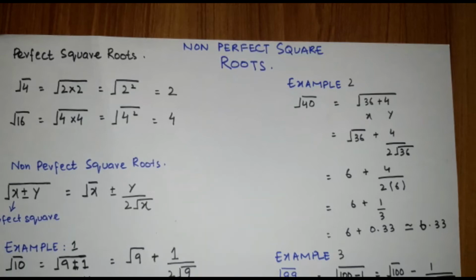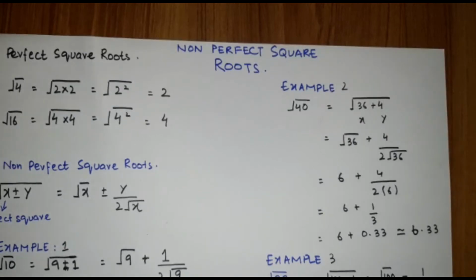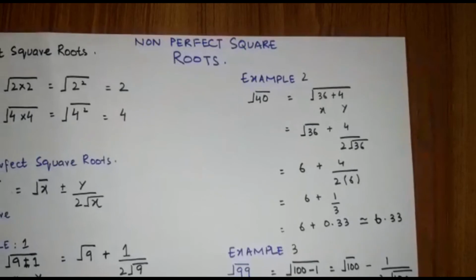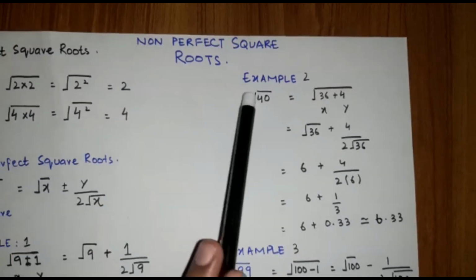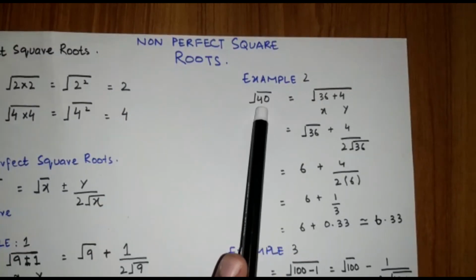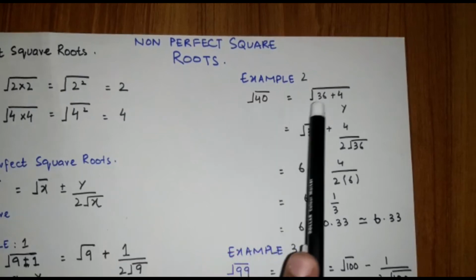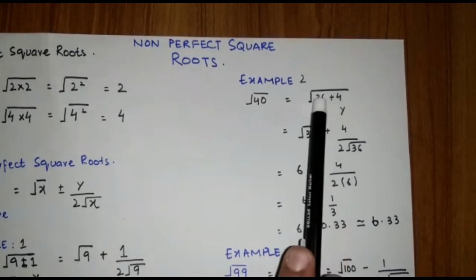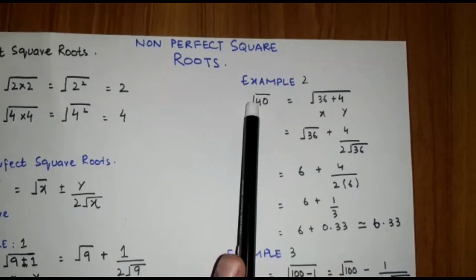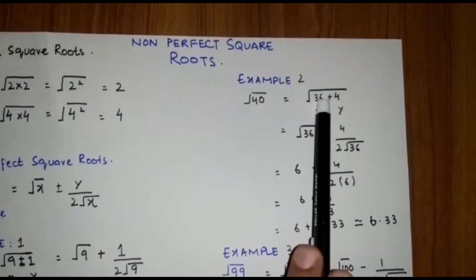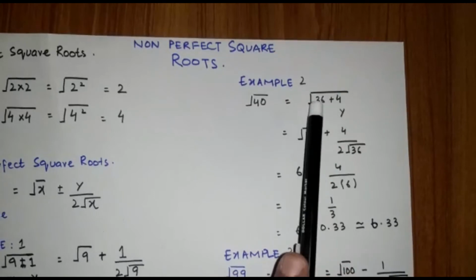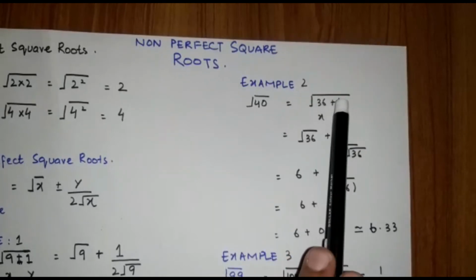Now we will consider example 2 to help us develop a better understanding of the formula. So here I have taken 40. Now we have to find the square root of 40. So I have broken down 40 into 36 and 4. Here 36 is nearest to 40 and is also a perfect square. So our x becomes 36 and y becomes 4.